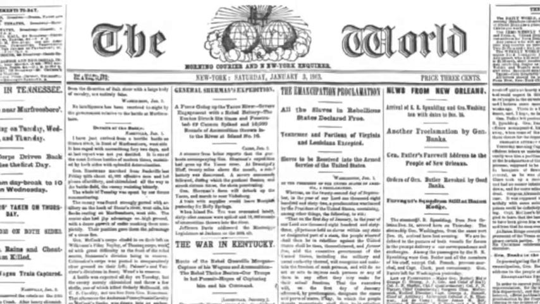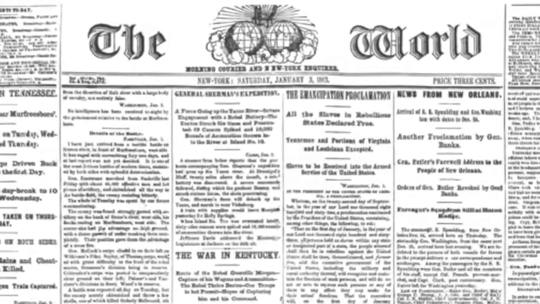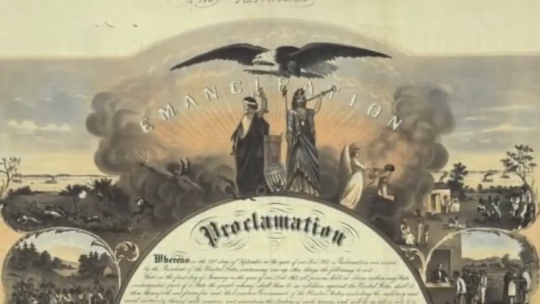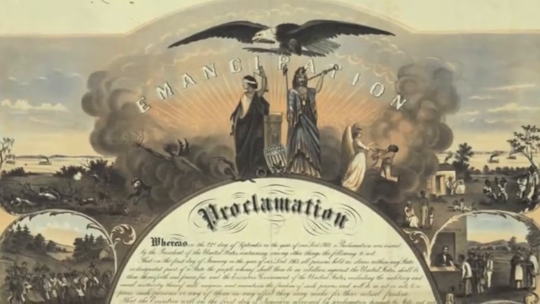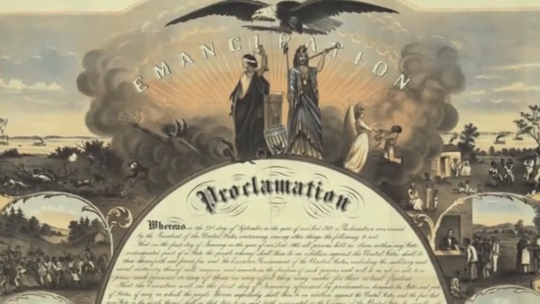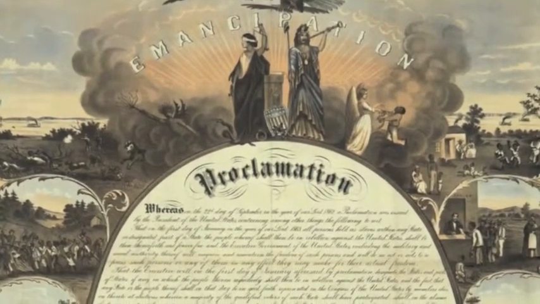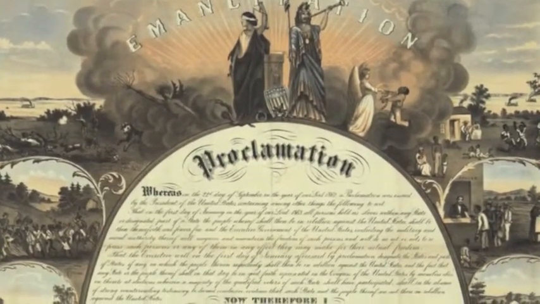On January 2nd, the proclamation was printed in newspapers throughout the South, and despite its limitations, it was significant because it sent a message both to enslaved individuals in the Confederacy that enslavement would no longer be tolerated in the United States. Slavery wasn't officially outlawed in the United States until several years later.